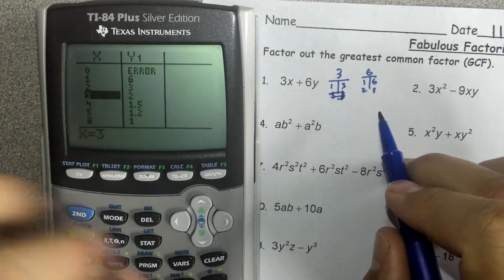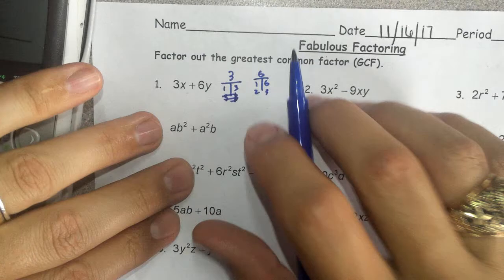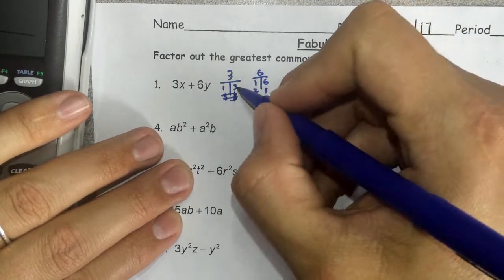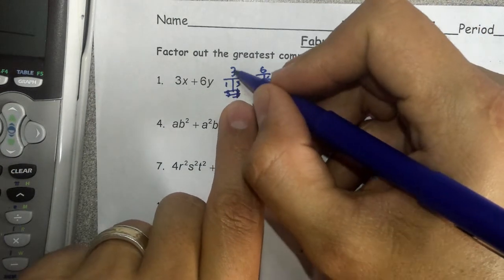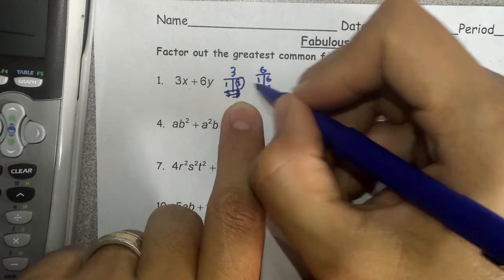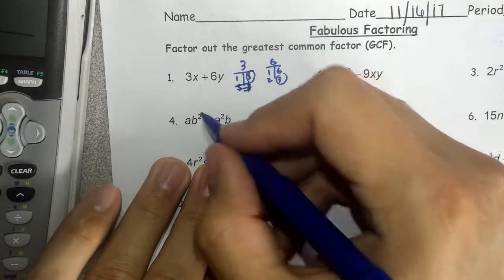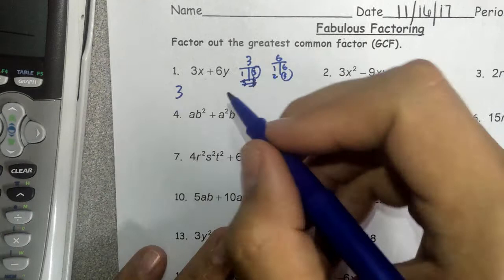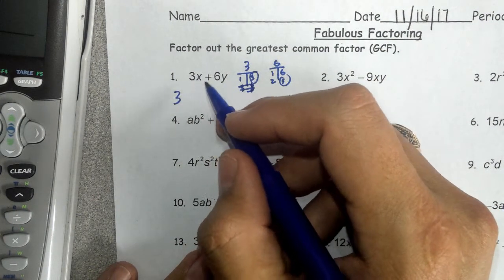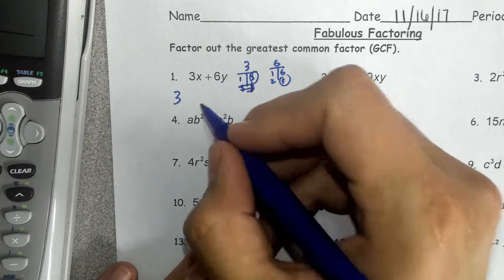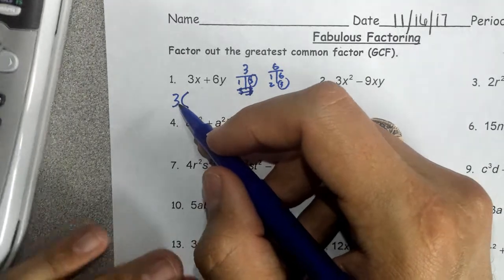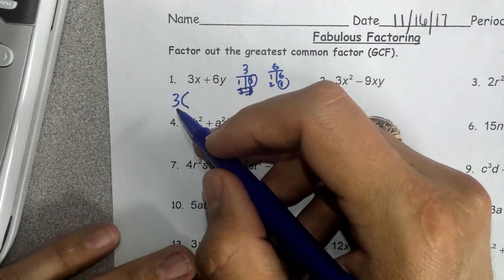Once I have my factors listed out, I can look across them and find the biggest number. I start with the biggest number on my smallest factor list. The biggest one is 3. They both have 3. That's my greatest common factor for the numbers. Then I look at my variables. Do they share any common variables? No, this is an x, this is a y, so they don't have anything in common with regards to variables. So 3 is my complete greatest common factor.